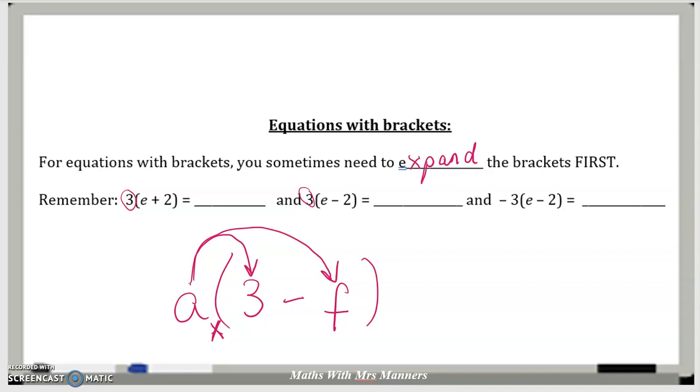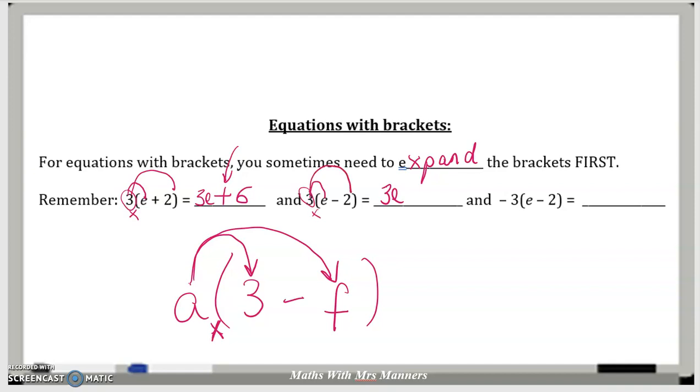So if I look at this example here, I've got 3 and it's joined to the brackets through multiplication. So I'm going to do 3 times e, which is 3e, and 3 times positive 2, which is positive 6. You must remember the operation or the sign of the second term. Here I've got 3 times e minus 2. So I'm going to do 3 times e, which is 3e. But this time around I've got 3 times a negative 2.